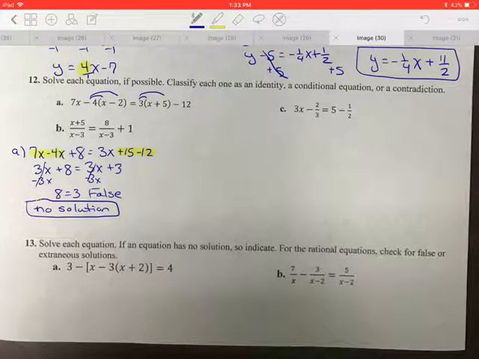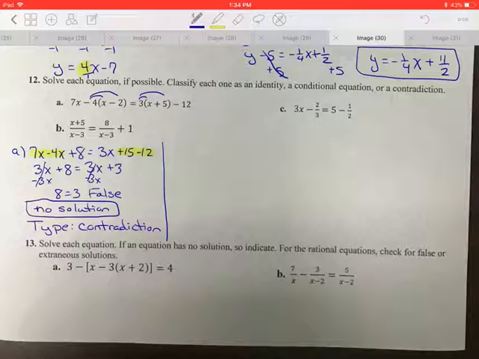And then we're also asked to give the type of equation. When this happens, the type of equation is a contradiction. Okay, and that kind of goes with the idea that 8 equals 3 is not true, so that's clearly a contradiction. All right, let's look at B.